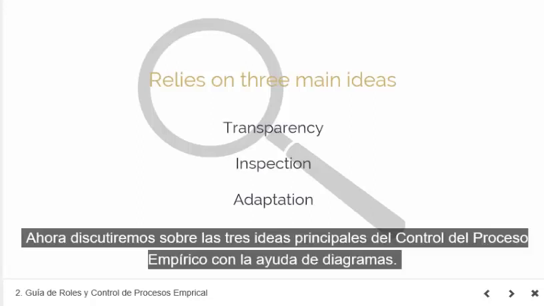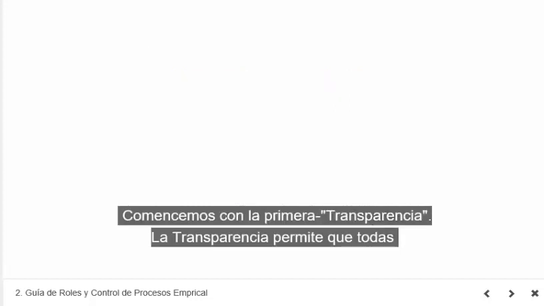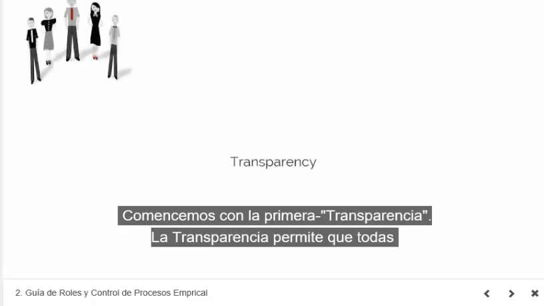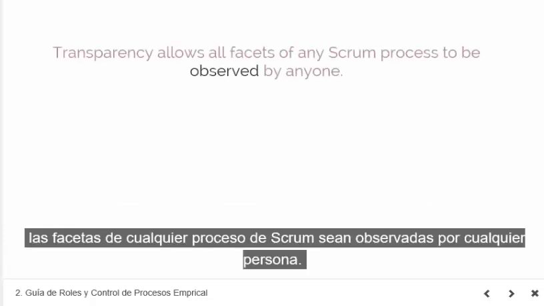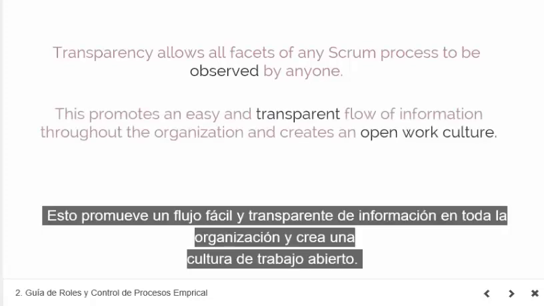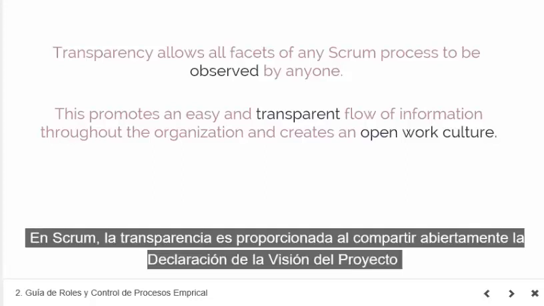We'll now discuss the 3 main ideas of empirical process control with the help of a few diagrams. Let's start with the first idea, transparency. Transparency allows all facets of any Scrum process to be observed by anyone. This promotes an easy and transparent flow of information throughout the organization and creates an open work culture.